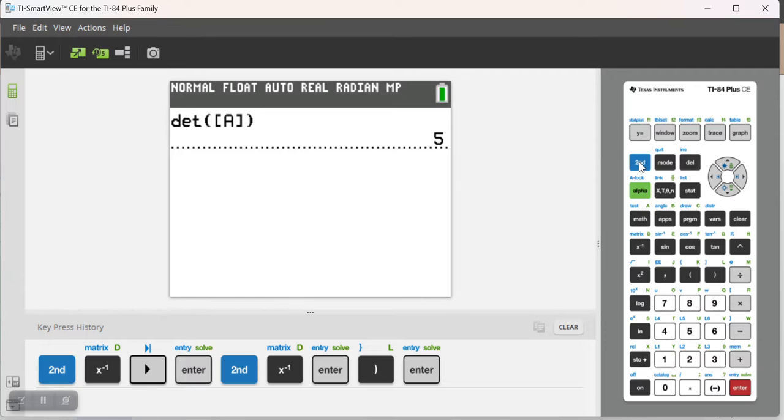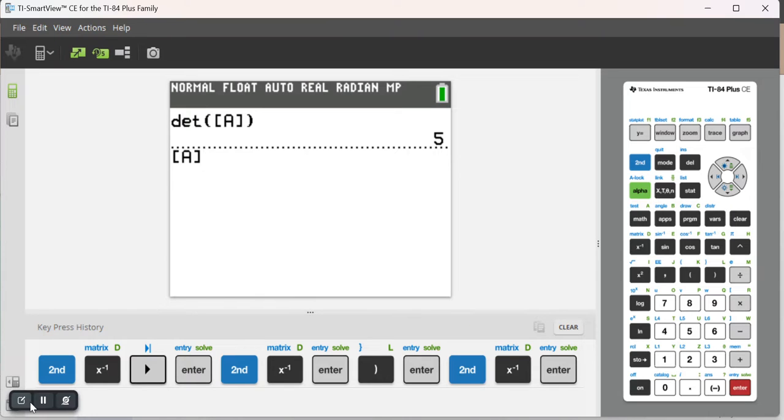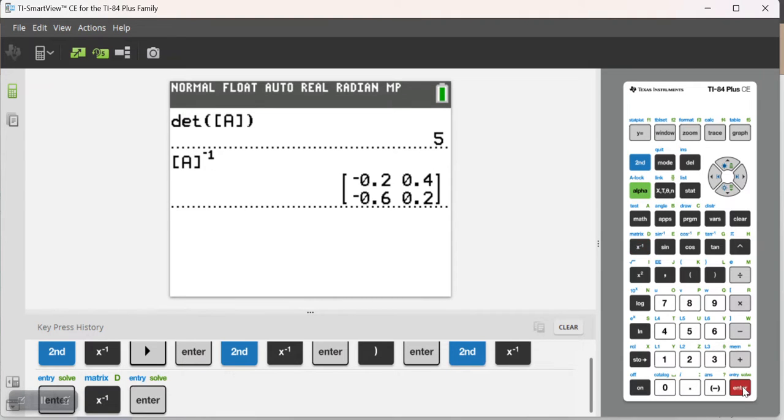Here's how you find it. Go back to your matrix menu, second matrix, select matrix A, and then on this calculator, my inverse key is right here, so I want X inverse. For matrices, this does the inverse operation, so that's the key I want. And there is A inverse.